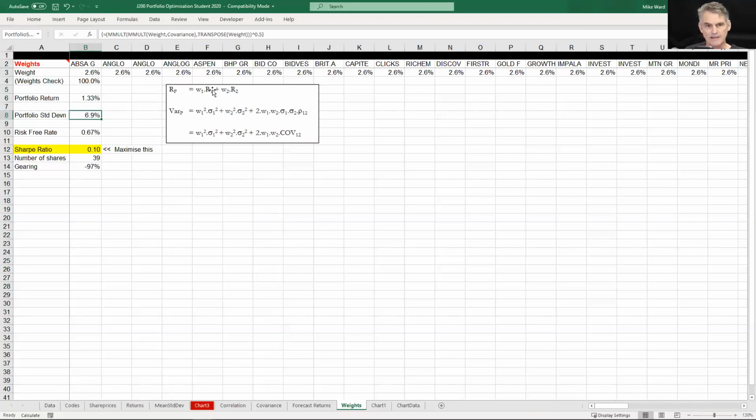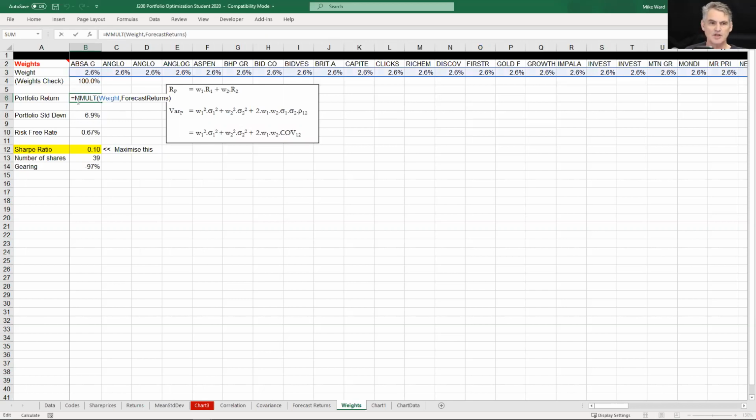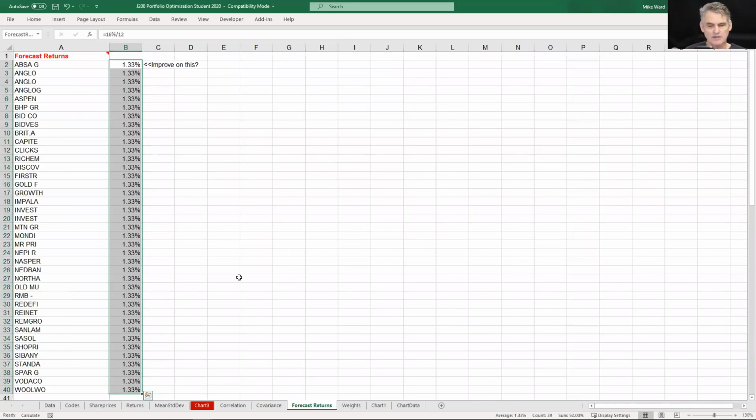here's the formula for working out the portfolio return for just 2 companies over here. But we've got 39 companies. So you can see we need the weights: weight of the first one times the expected return on the first one, etc. Add them all up for 39 companies. And we're going to use a little bit of matrix algebra here. MMULT is an Excel function, matrix multiply. I am taking this array of weights and multiplying it by that column of forecast returns that we saw over here, which is all the same for now.